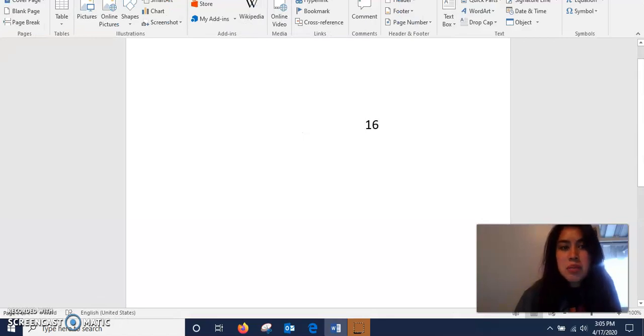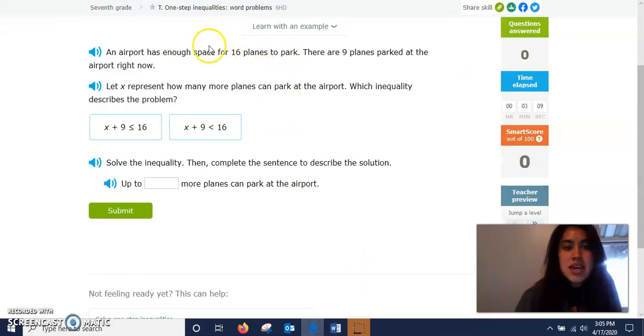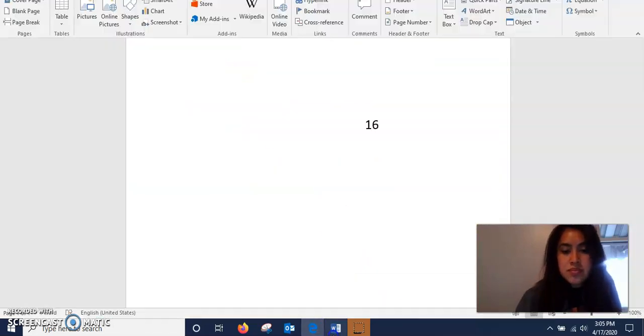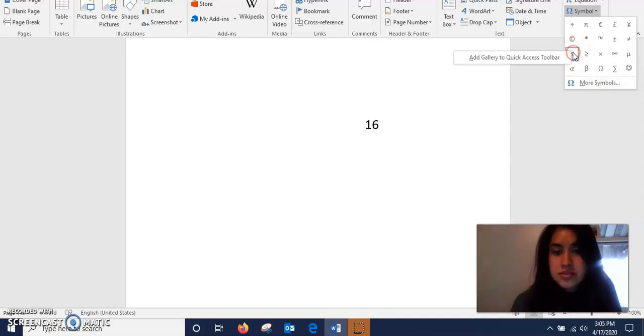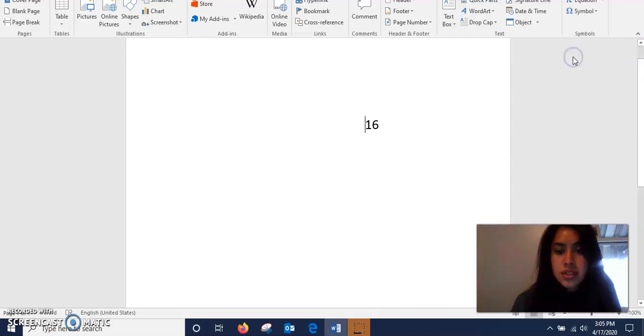Sorry about that. It has to be a number less than 16 because, as you can see in the word problem, it says it only has enough space for 16. So I'm going to enter the less than or equal to sign, because you can have 16 planes, but it has to be less than. So this quantity right here, where we're going to generate our sentence, has to be less than 16.